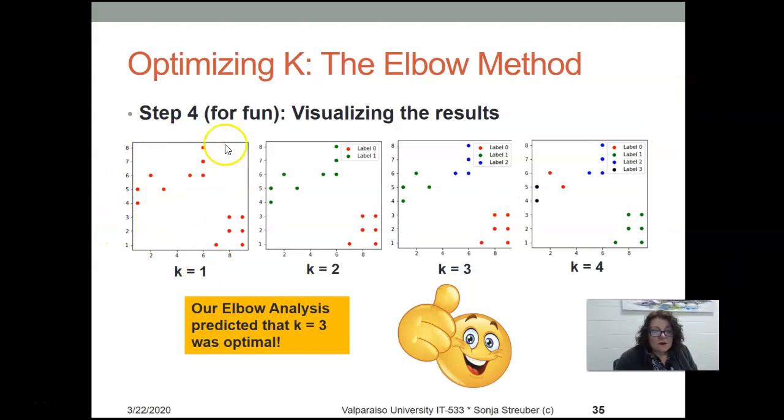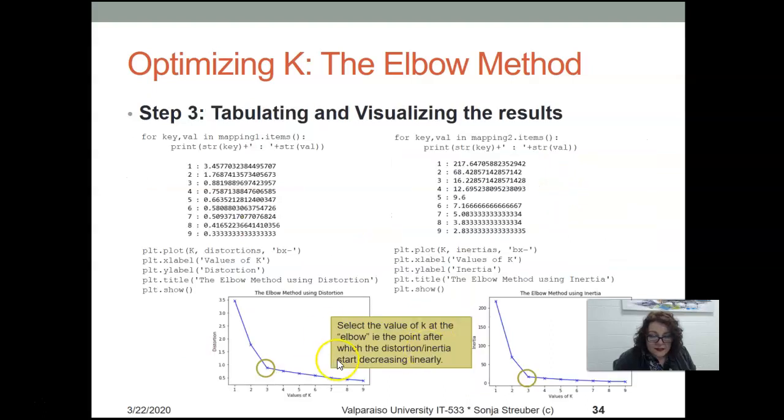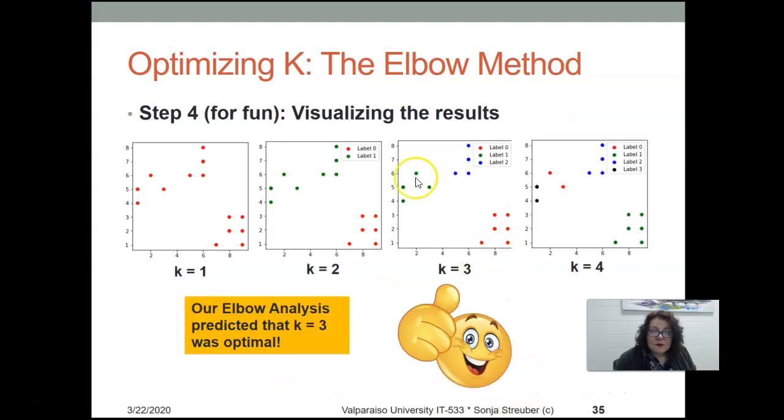And we're seeing that with 1 cluster, well, that's the whole data set. With 2 clusters, we're seeing, oh, okay, so the first cluster that we're identifying is this down here. That kind of makes sense if we just visualize it. And our 3 clusters correctly identify what we had in mind. And if we pick 4 clusters, that seems to be a bit too much. So our elbow analysis predicted that a K of 3 was optimal. And when we're visualizing the results, we can confirm that yes, K equals 3 is optimal.